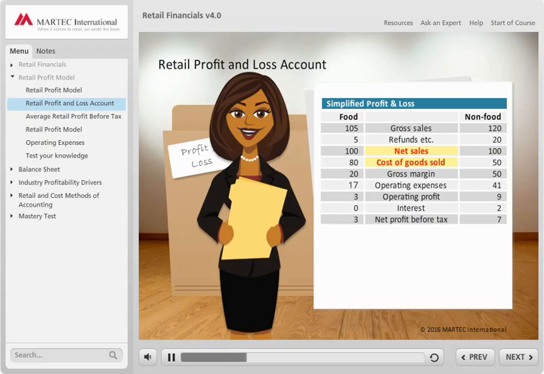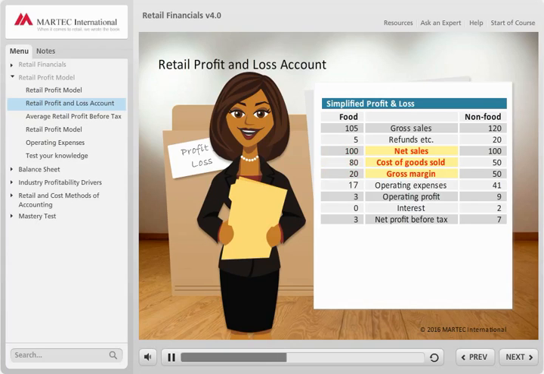The net sales minus the cost of goods sold is called the gross profit, gross margin, or gross margin of profit. When discussing gross margin, the term is most often meant as a percentage of sales, as opposed to a monetary number. So in this case, we have sales of 100, and for food, the cost of goods sold is 80. Sales minus cost of goods sold is 20, the gross margin.